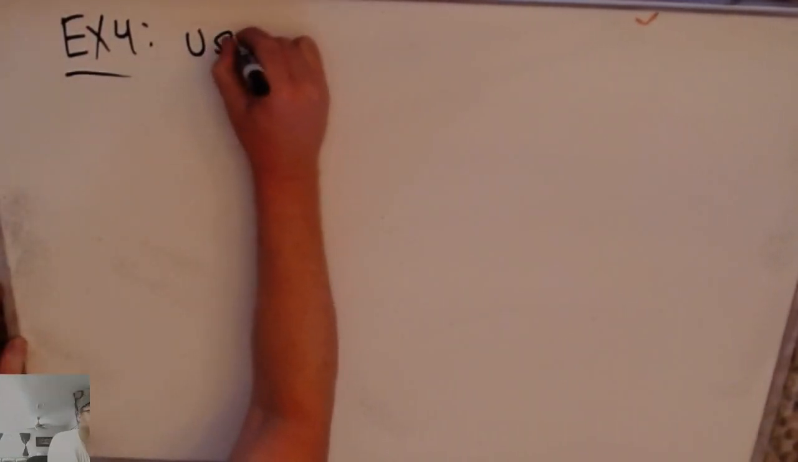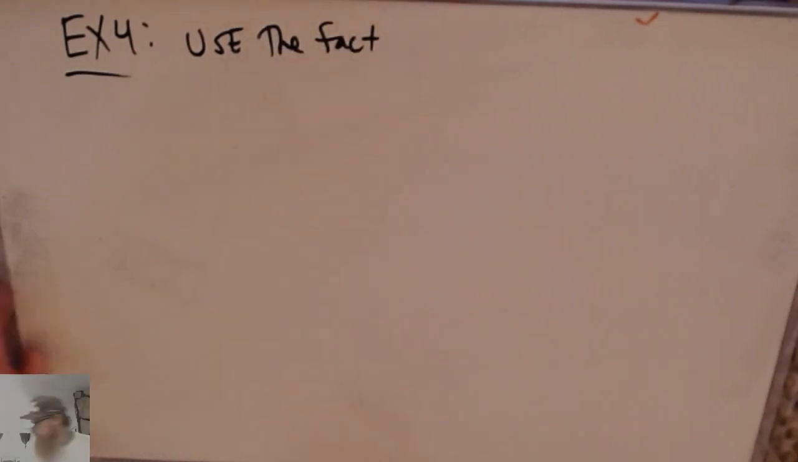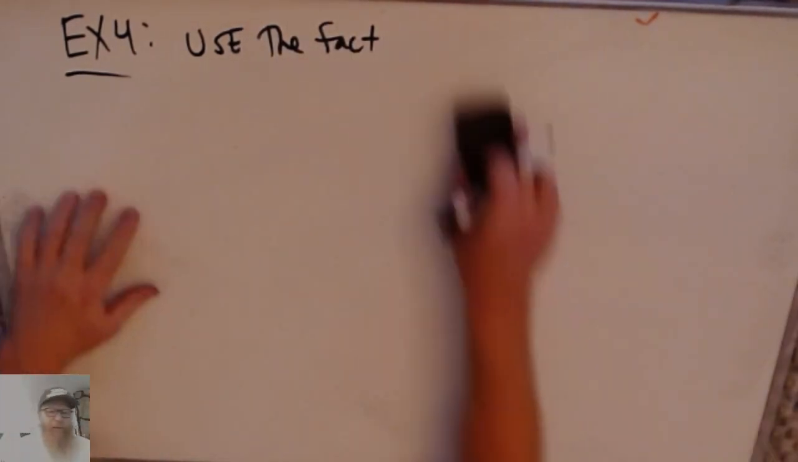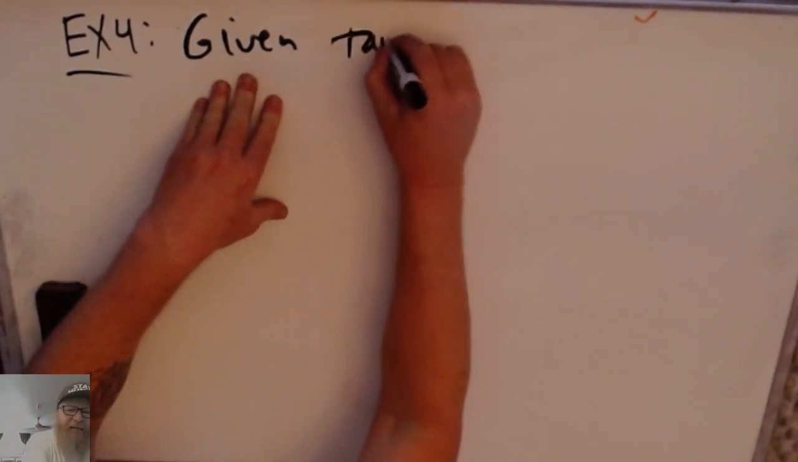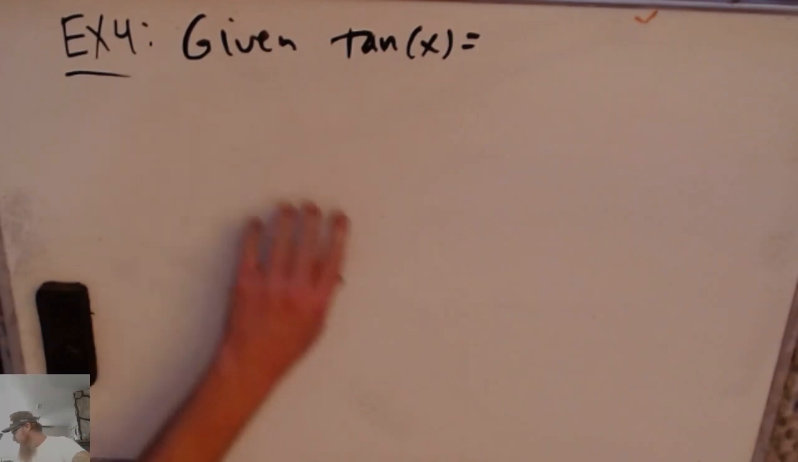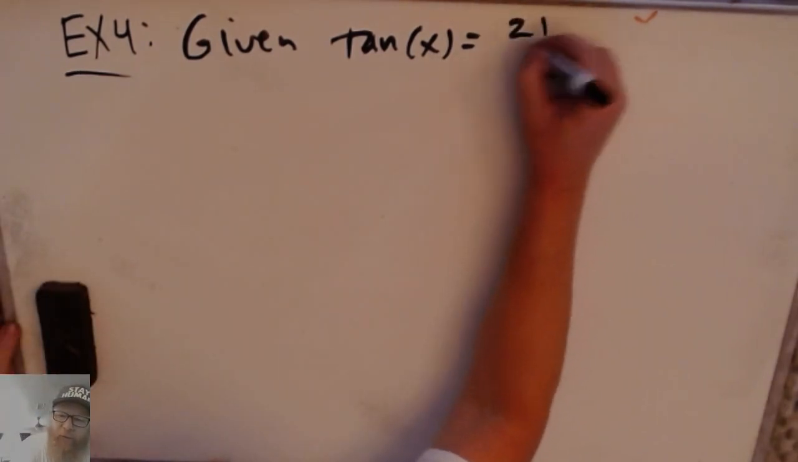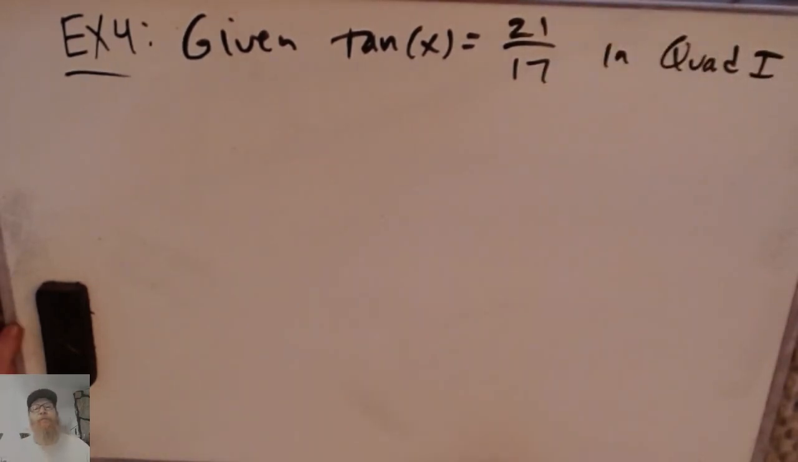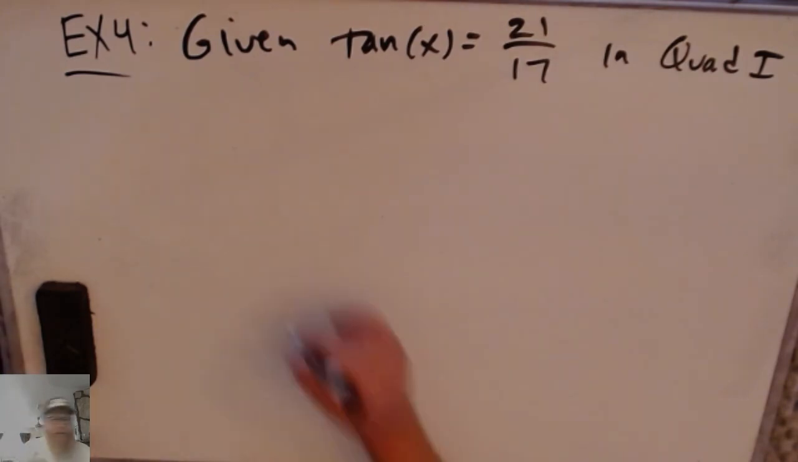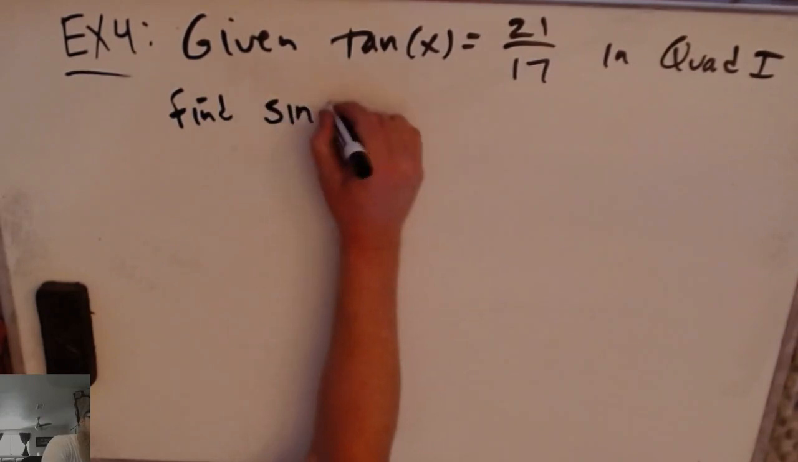Let's play around with those formulas before we do the half angle formulas. Let's do some more examples. Use the fact, or maybe not fact, I'll just say given. It is a fact, but it's not a well-known fact, so I don't want to call it that. I'll say given, I'm going to give you that tangent of x is 21/17, and we are in quadrant 1. So assume the terminal side of the angle is in quadrant 1. Find sine of 2x.